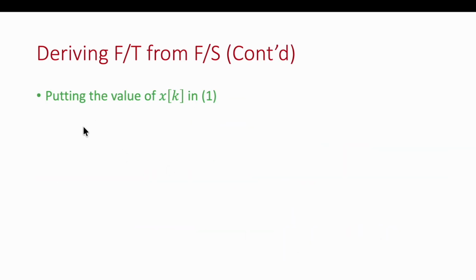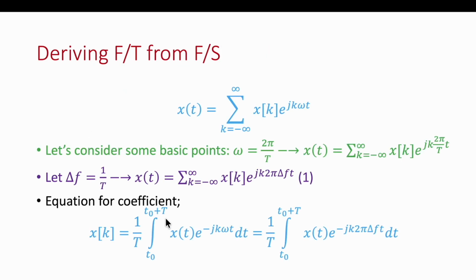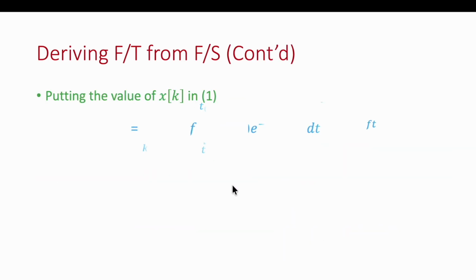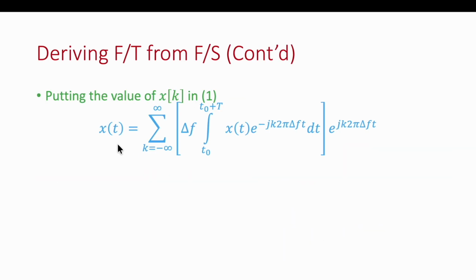Putting in the value of the coefficient of approximation, you can insert this value in equation number 1, x of k. So use this value in x of k, and then you will end up with these equations. So x of t is equal to summation del of f integration x of t e raised to minus j k 2 pi del of f t dt multiplied by e raised to j k 2 pi del f t. So let's consider that t naught is equal to minus T by 2 in this equation.